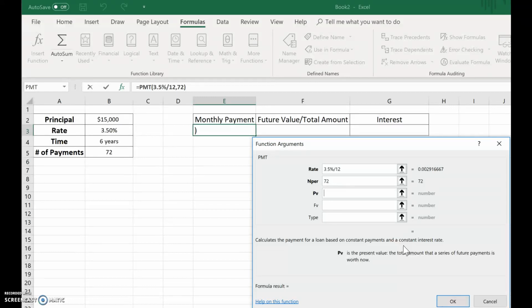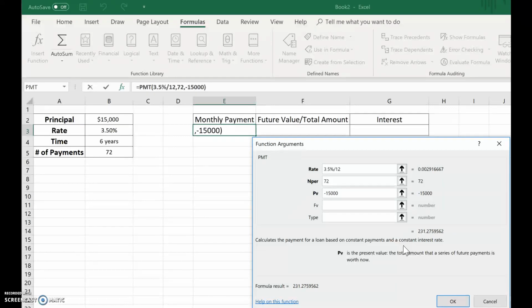Now, here's the catch. Excel is actually going to register this as a negative number and put it in red and inside parentheses because it is a loan amount. So if you have OCD like me and you don't want it to show up red and negative, just throw a negative in front of it. So it's negative 15,000.